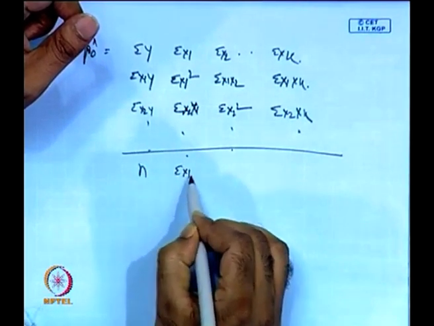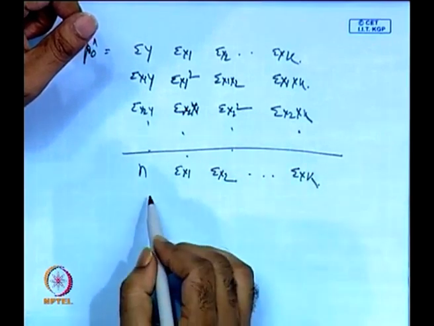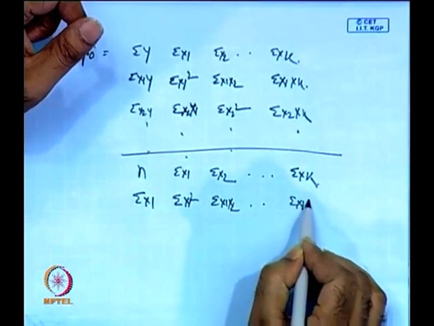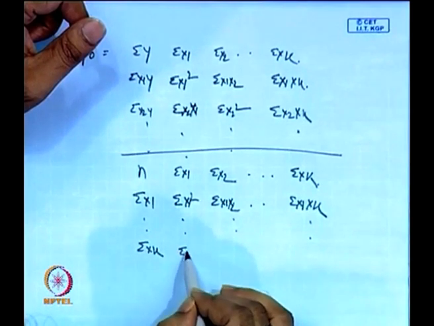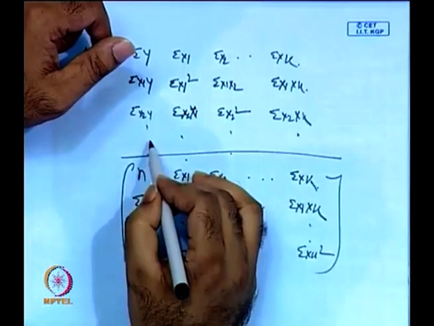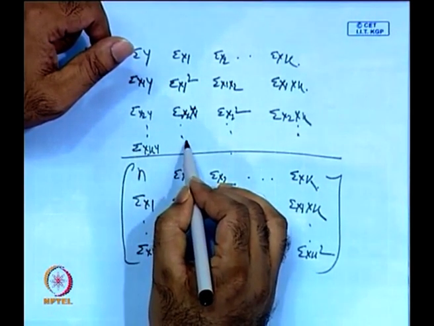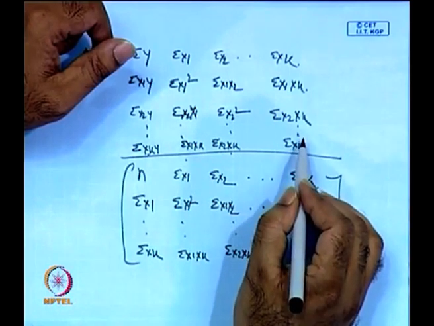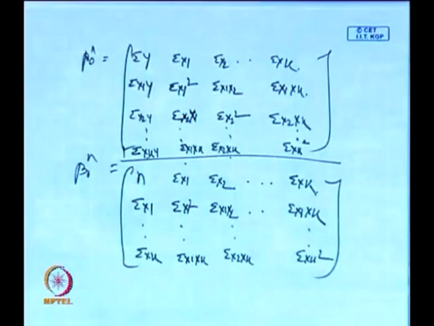The whole is divided by n, summation x1, summation x2, summation xk, then summation x1, summation x1 square, summation x1 x2, summation x1 xk. It will continue up to summation xk, summation x1 xk, summation x2 xk, summation xk square. In the last part, it will be summation xk y, summation x1 xk, summation x2 xk, summation xk squares, okay. So, this is how we get beta 0 hat.